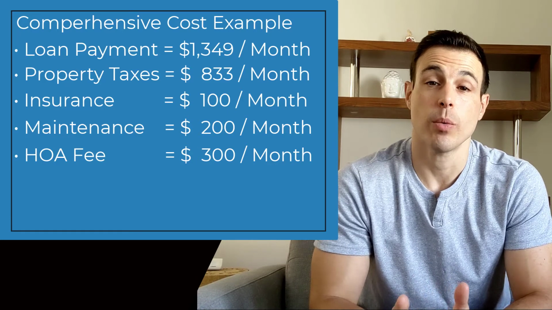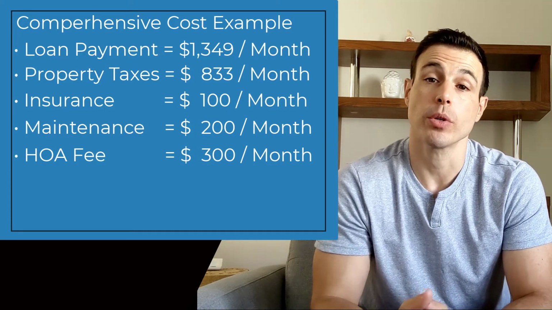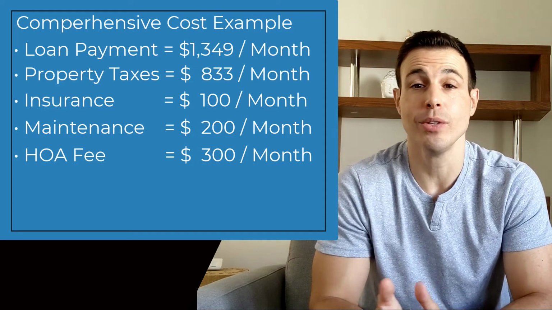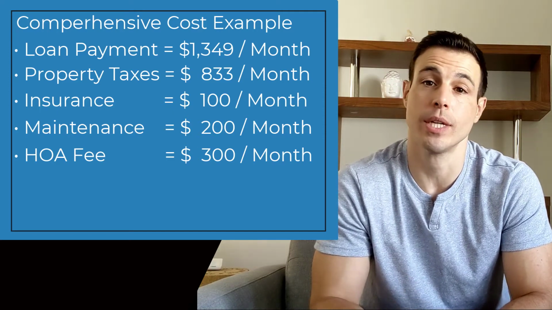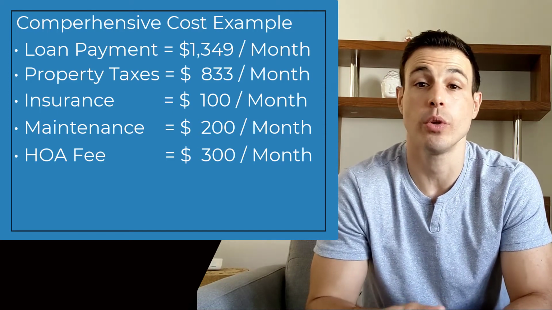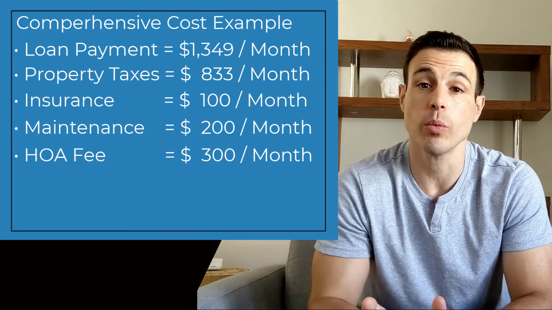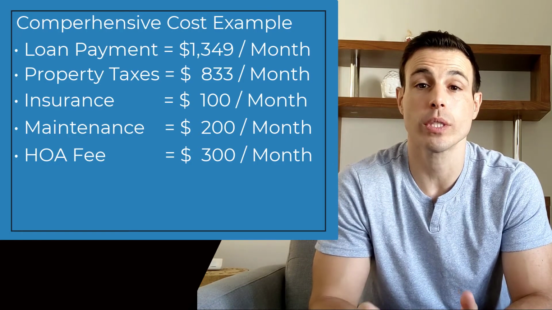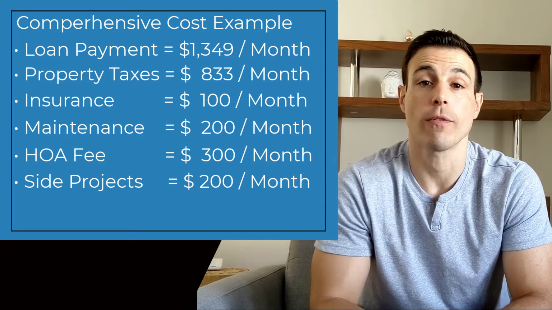So the last expense I want to talk about is side projects. Now, everyone wants to put their personal touch in a home, and this inevitably results in side projects. And these are things like installing new window shades, adding knobs to the kitchen cabinets, painting accent walls, new light fixtures, the list goes on. And these costs are going to be different for everyone, but one thing that's certain is that you will spend money on side projects. And so we're going to assume $200 a month for side projects.